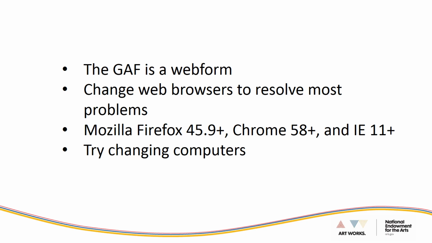Keep the following items in mind as you're working in the system. The GAF is a web form, so most problems that you may encounter can be solved by changing web browsers. The applicant portal is best viewed in Firefox 45.9 and higher, Chrome 58 and higher, or Internet Explorer 11 and higher. If you still encounter difficulties, try enabling both cookies and JavaScript on your web browser to successfully view the site. Changing computers also might work.